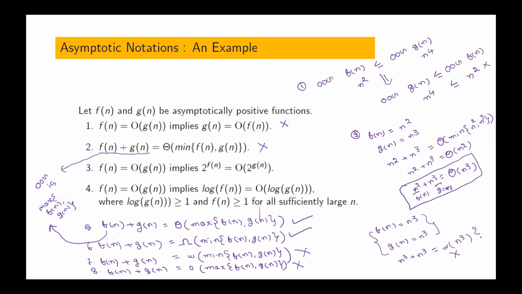If f of n and g of n both have the same order of growth, it fails, no? Other cases it is true. But if f of n and g of n both have the same order of growth, it fails. Is there any doubt?